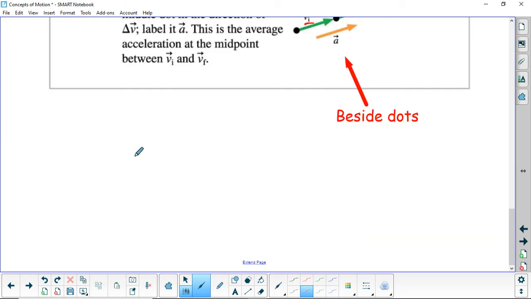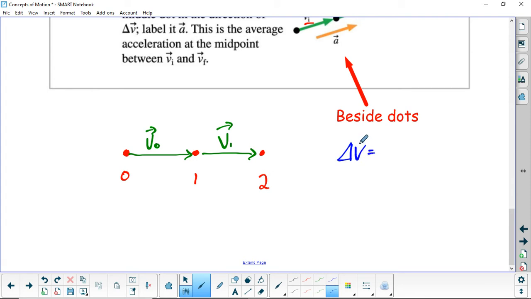Now, if we draw a motion diagram like this, let's say we have 0, we have 1, and we have 2, and I'm trying to space these as equally as I can so that we have constant velocity here. I'll draw v0, write my vector notation. This is v1. The acceleration for this is only going to be at this point 1. We don't have one at 0 or 2. And if I draw that acceleration, let's go through this process again. We want to figure out what is delta v. Delta v, that change in velocity vector, is my final velocity vector minus my initial velocity vector.